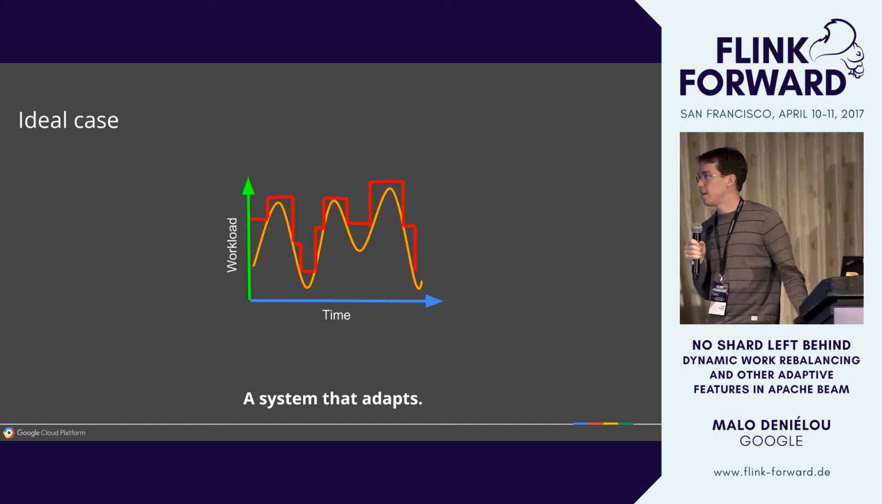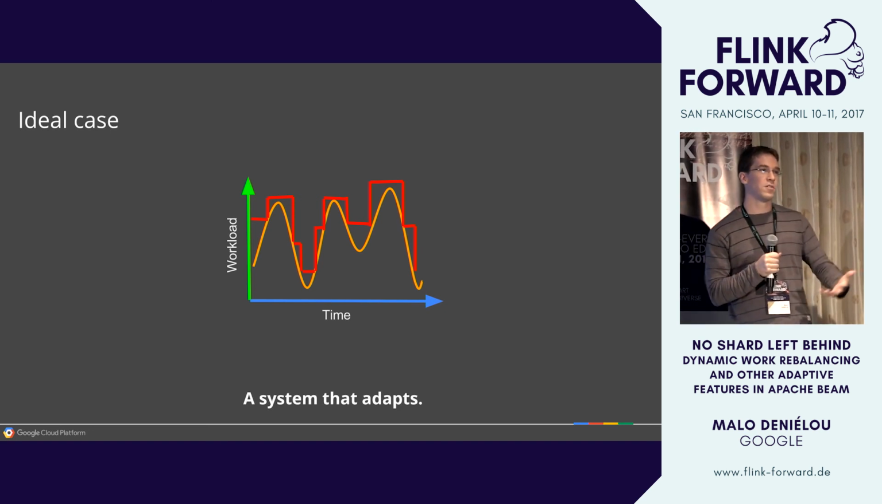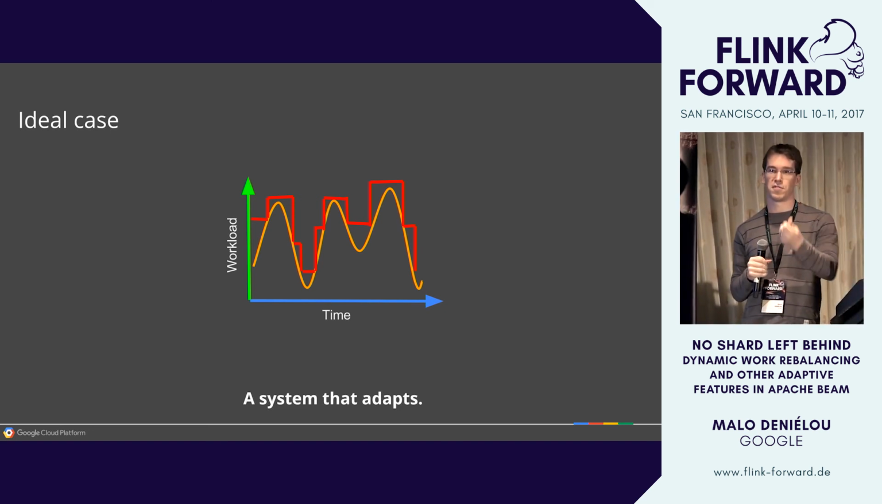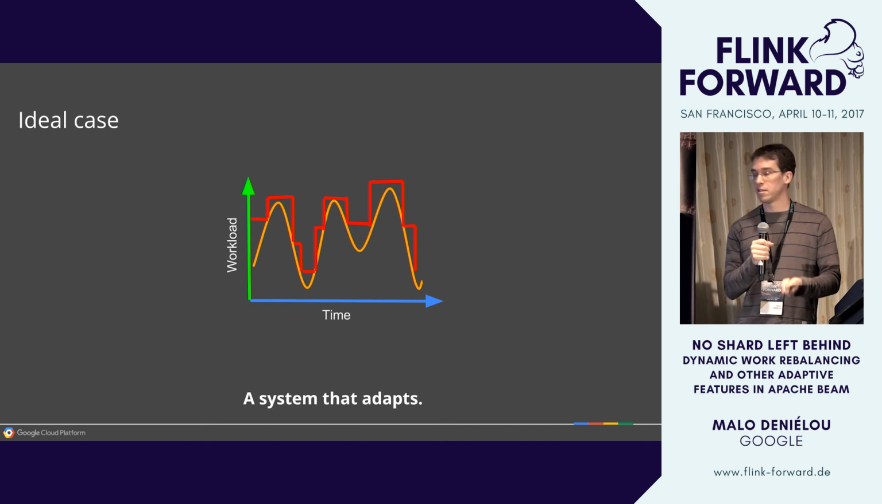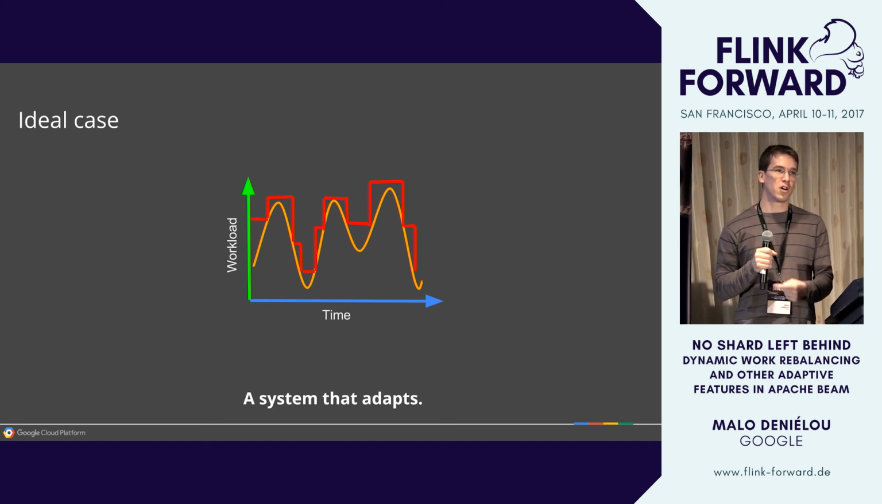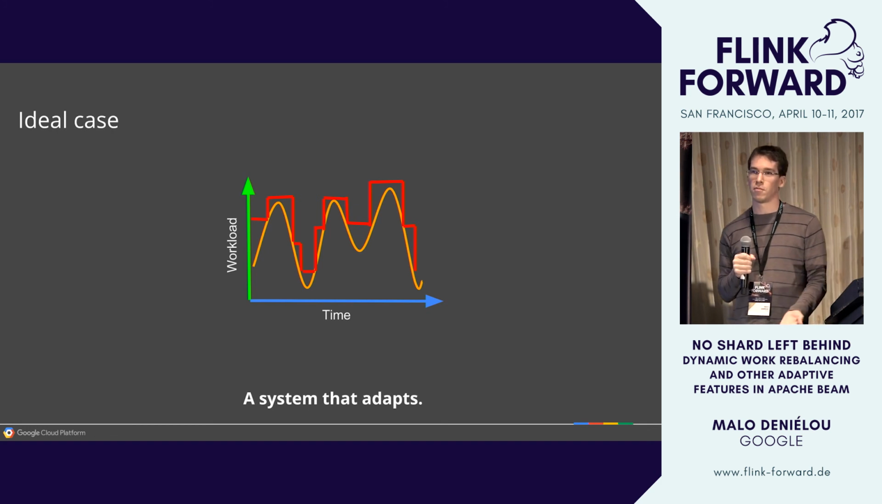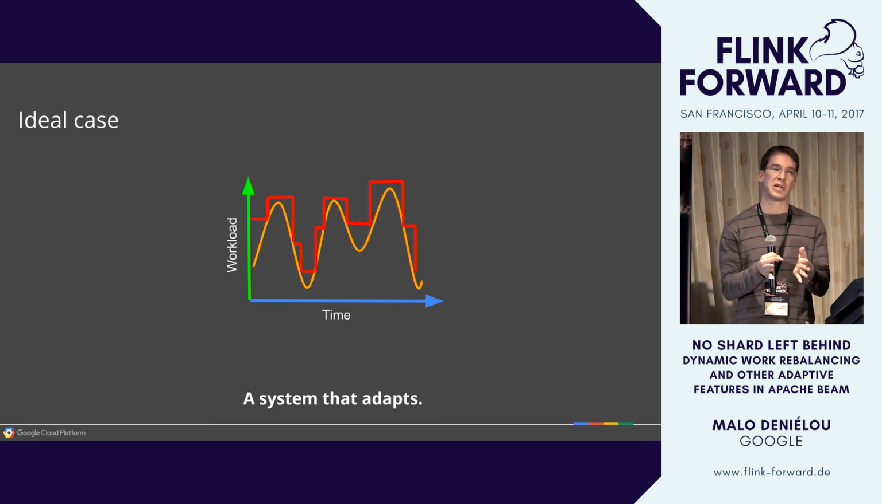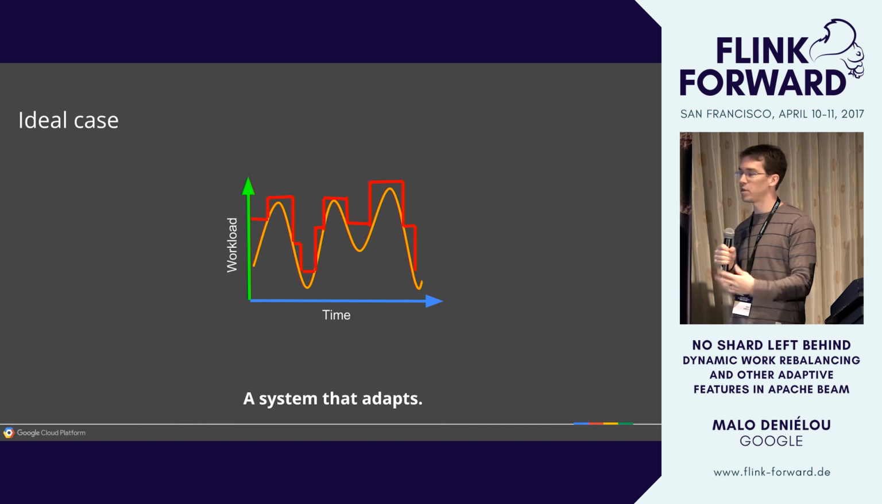So the ideal case, and that's where Beam comes in a bit with a vision, is that it should not be you who configures the job, it should be the system that adapts to your job. And you should just focus on your algorithm and let the system adapt, right?